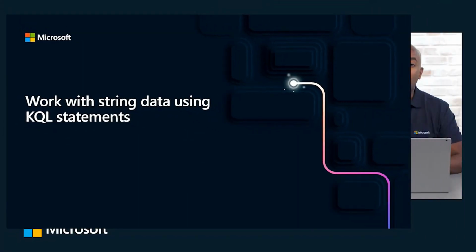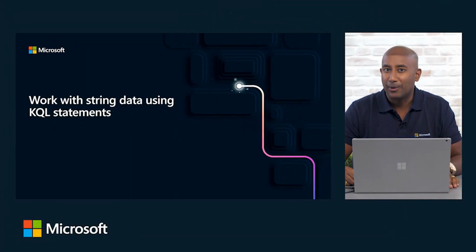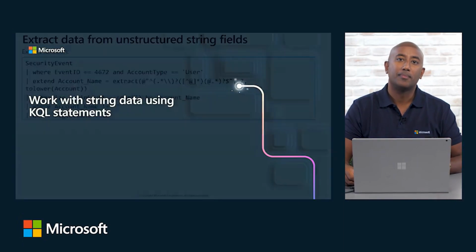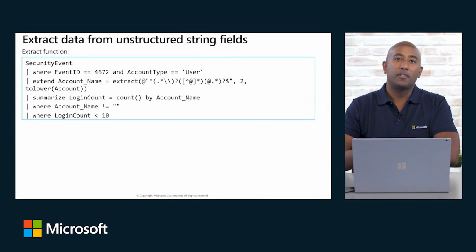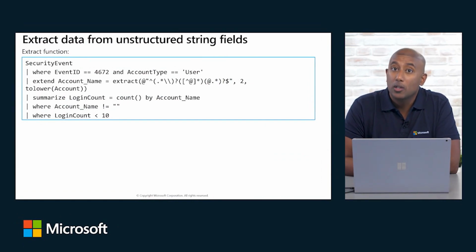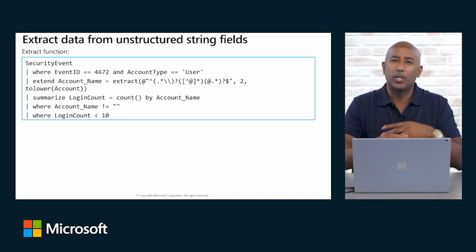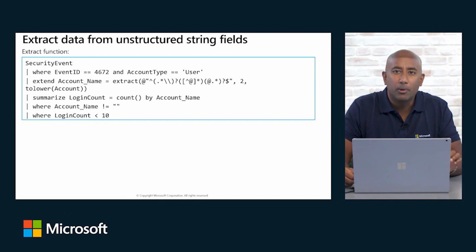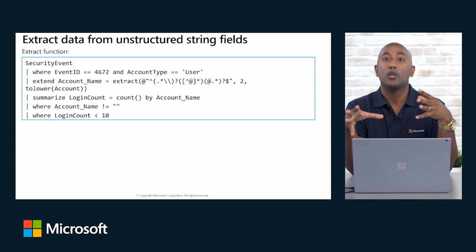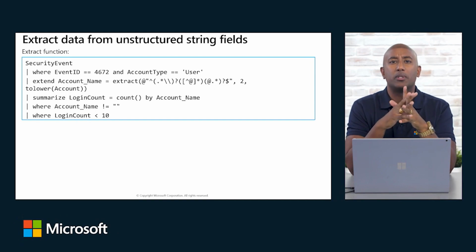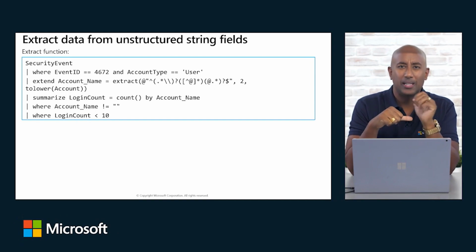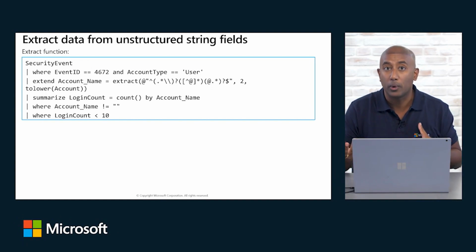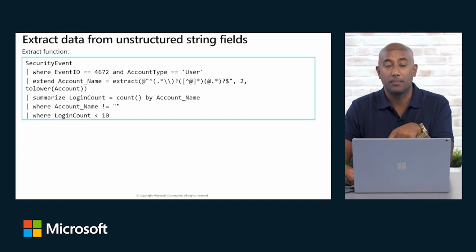Let's now work with string data using custom query language to manipulate string data ingested from log sources. Often fields in a table store structured and unstructured string data. You write KQL statements to extract and manipulate data stored in these fields. A typical scenario is a key value pair stored in a field and you need to query the specific value of a key. That's why it is important to understand how to work with fields containing structured and unstructured string data with a KQL statement.